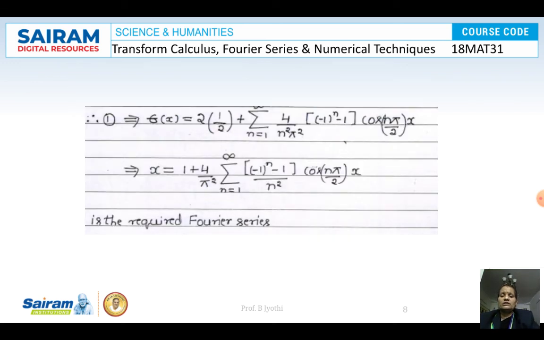Okay, so a0 and an are substituted. a0 value was 2, so 2 divided by 2, a0 by 2, is 1, and an is 4 divided by n squared pi square of minus 1 power n minus 1 into cos n pi by 2 of x, which on substitution, f of x is also substituted in the left hand side. This is the required Fourier cosine series.